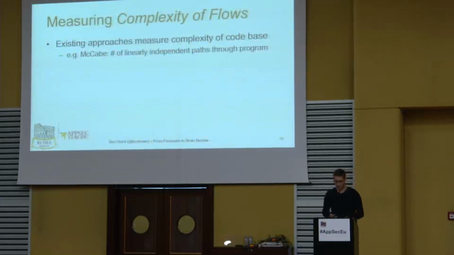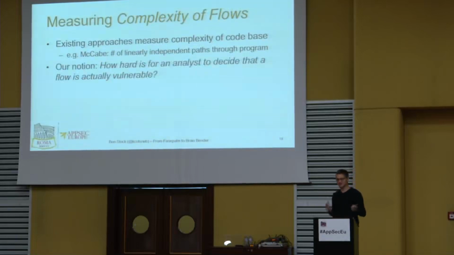Measuring the complexity of a data flow. So there are existing approaches to measure code complexity. For example, this is the McCabe metric, which counts the number of linearly independent paths throughout a program. I have no idea what that is supposed to mean. But in our notion, what we wanted to answer is the question, how hard is it for somebody who can identify the source to follow this data flow throughout the program and then decide whether this is actually a vulnerability or not? And therefore, rather than using these existing metrics, we found a number of measurable properties which we could use to measure the complexity of a data flow.